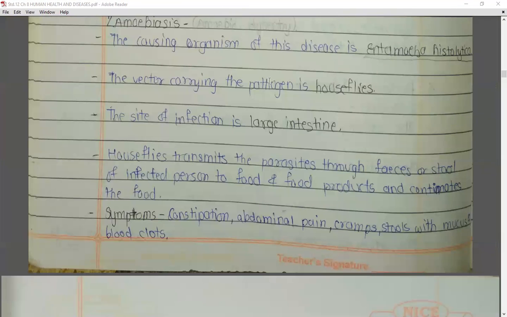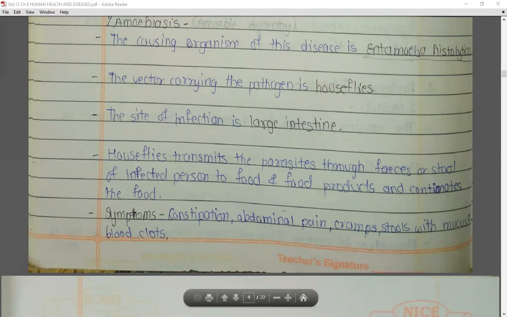Now the houseflies transmit the parasites through feces or stool of an infected person to food or food products and contaminate the food. So when the houseflies sit on the feces or stool of the infected person, the pathogens stick to the legs of those houseflies, and these houseflies again come to the food products, and when they sit, this food becomes contaminated, right? So this way the transferring of the pathogen occurs.